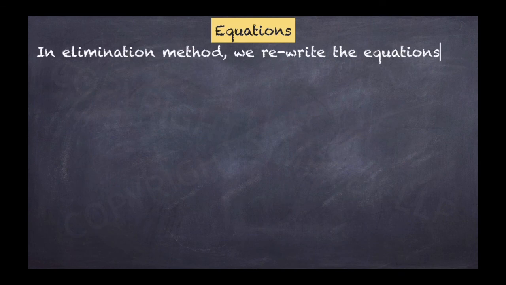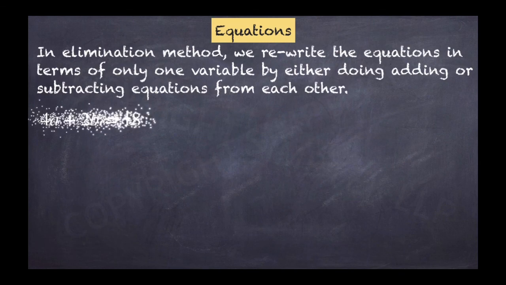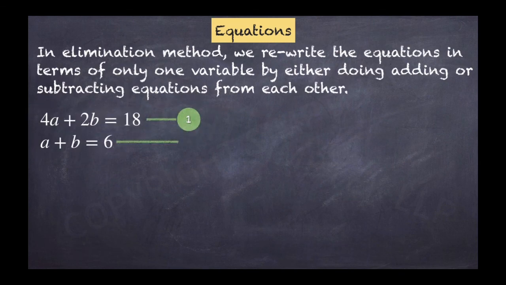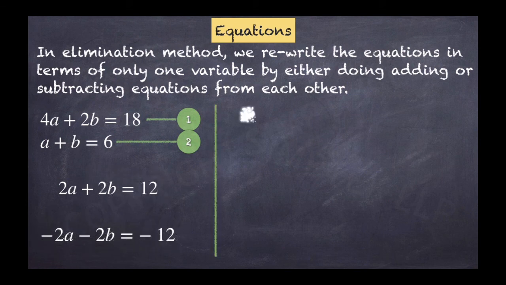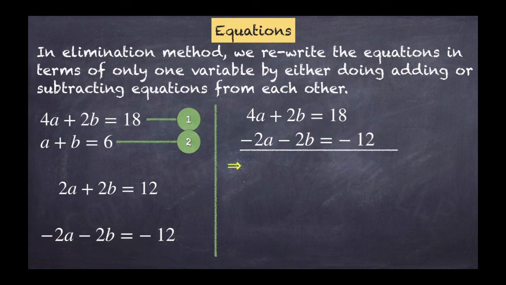In the elimination method, we rewrite the equations in terms of only one variable by either adding or subtracting equations from each other. To eliminate b from both equations, we take equation 2 and multiply it by 2 first and apply minus before we add the two equations. From here, it is easy to find the value for a and b.